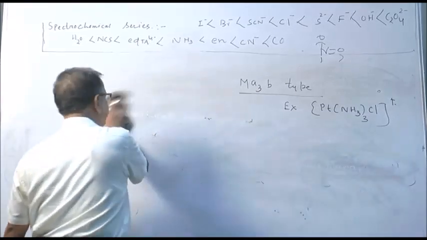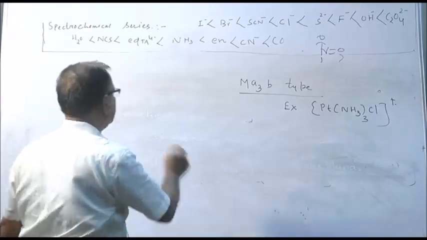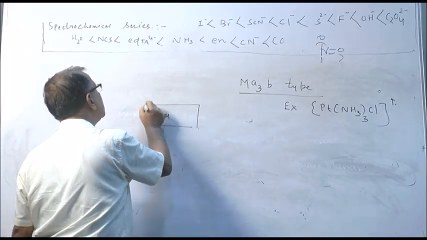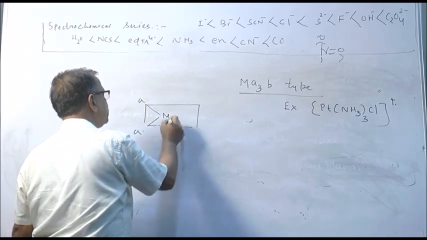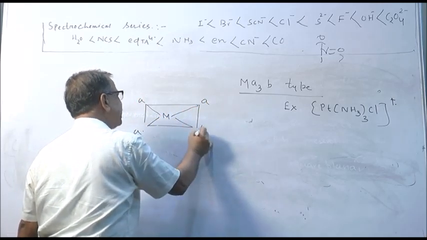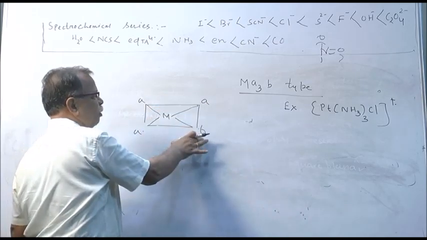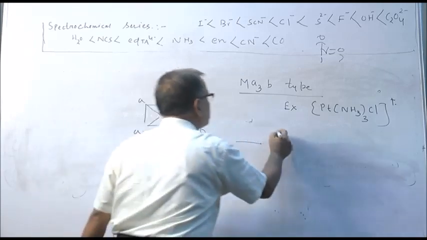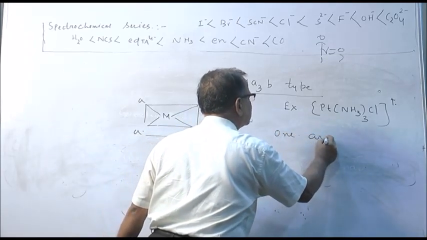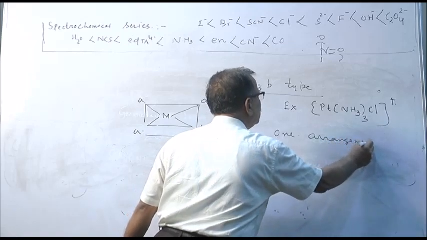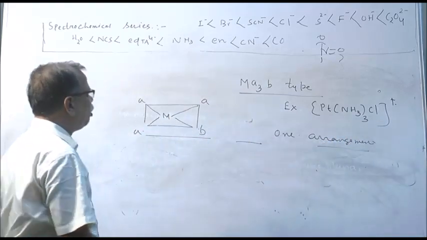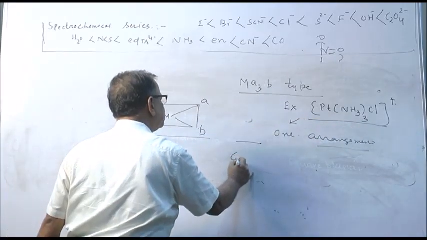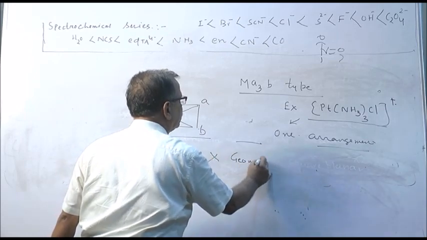In this case, we find M A B. Whichever way we change the arrangement, we only get one structure, one arrangement. No change of other structure, we can't find other structure. Therefore Ma3B, that's the example, it will not give any geometrical isomer, does not give geometrical isomer.